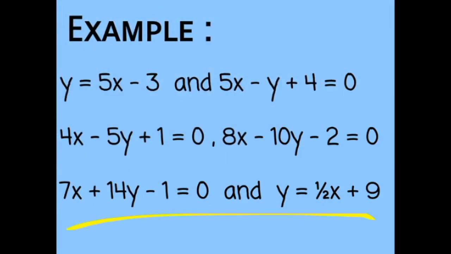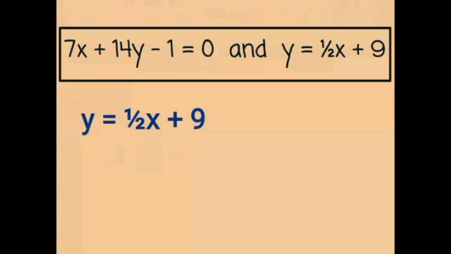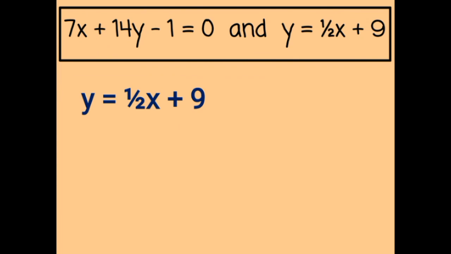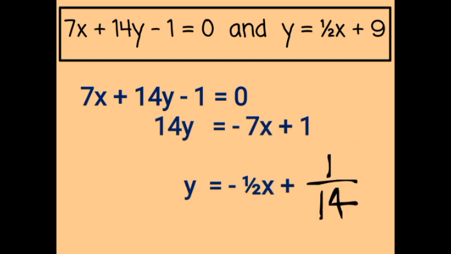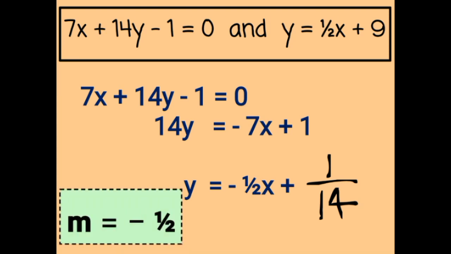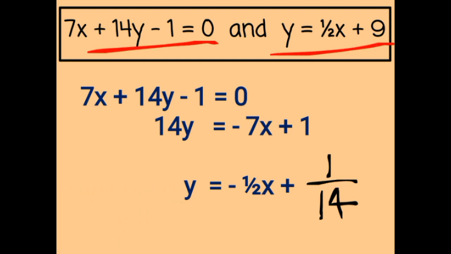7x plus 14y minus 1 equals 0 and y equals 1 over 2x plus 9. So first let's take the equation y equals 1 over 2x plus 9. Here the gradient is 1 over 2, so m equals 1 over 2. Now 7x plus 14y minus 1 equals 0. Rearranging this in the form y equals mx plus c gives us 14y equals minus 7x plus 1, y equals minus 1 over 2x plus 1 over 14. The gradient here is minus 1 over 2. So the lines y equals 1 over 2x plus 9 and 7x plus 14y minus 1 equals 0 are not parallel to each other. Now let's take a look at a few more examples.